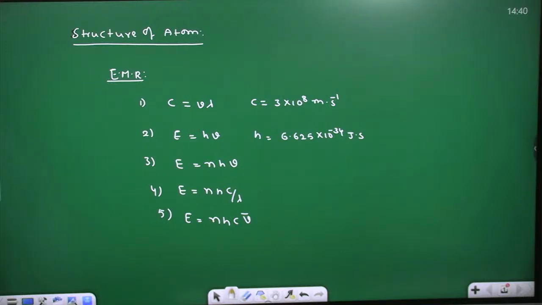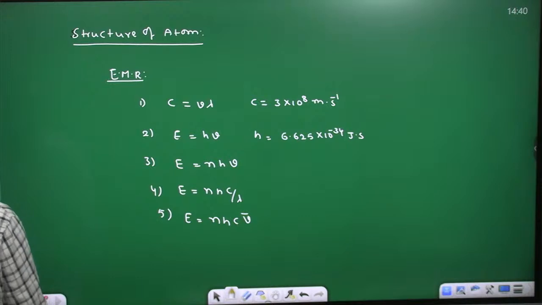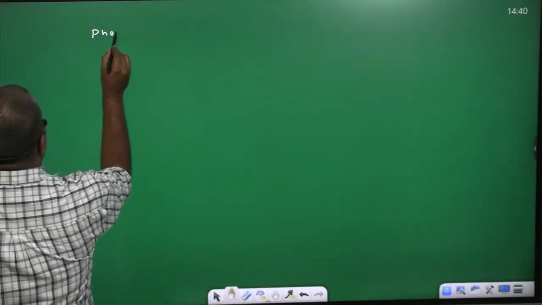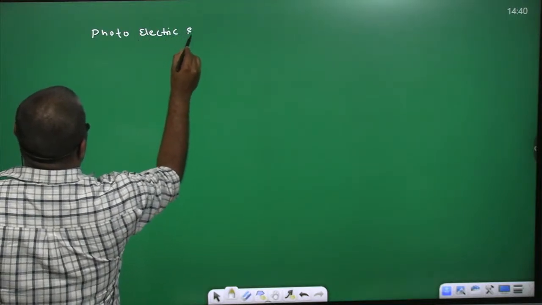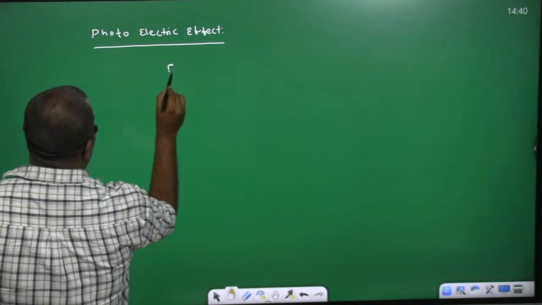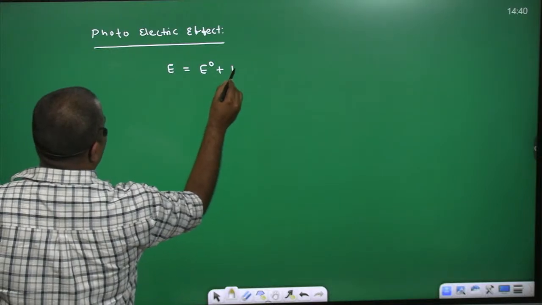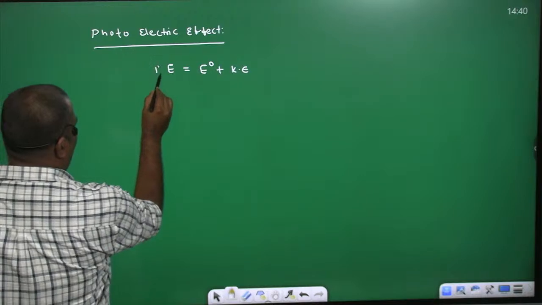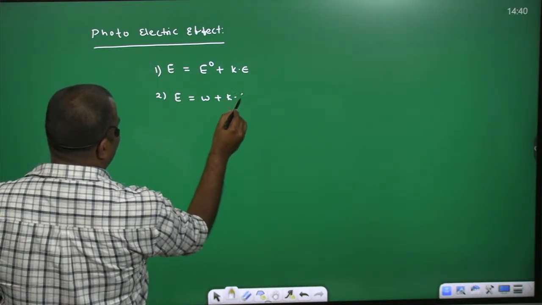Right, see the next one. Second one, called photoelectric effect. In photoelectric effect, what are the formulae we have? That is energy of the radiation equal to threshold energy plus kinetic energy of the given electron. The threshold energy is also called work function. So you can write energy equal to work function plus kinetic energy.